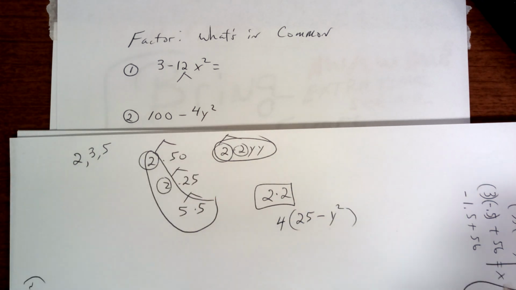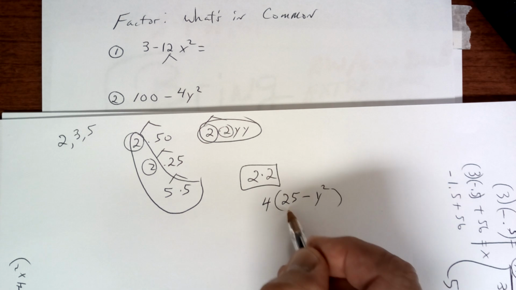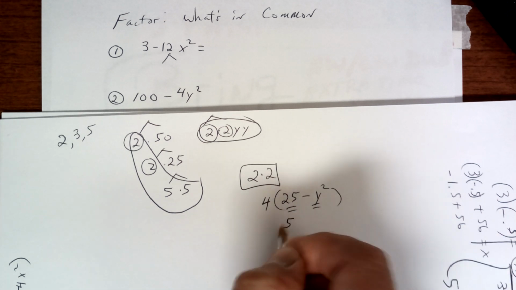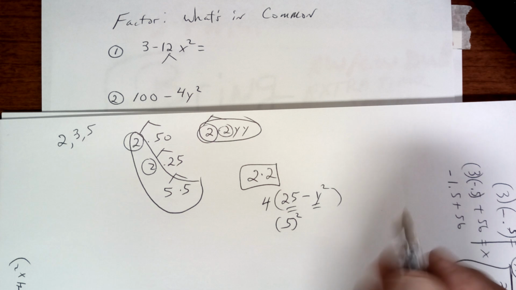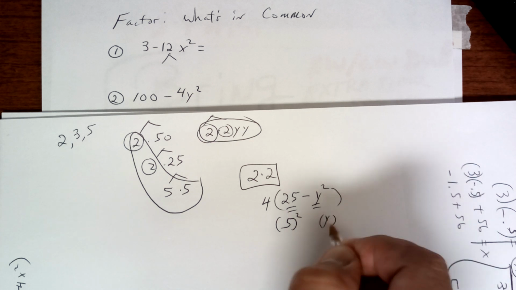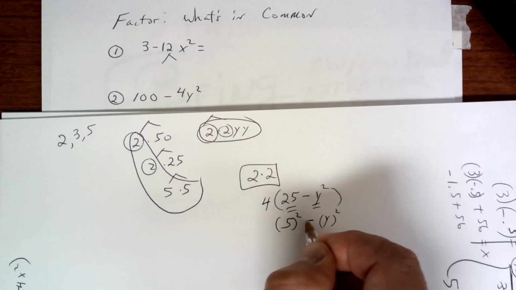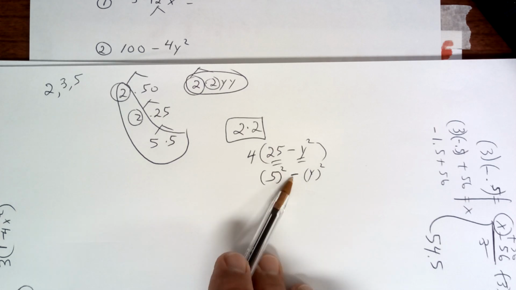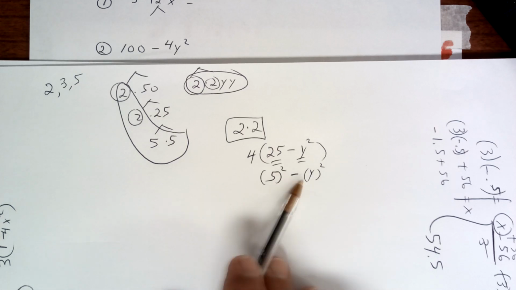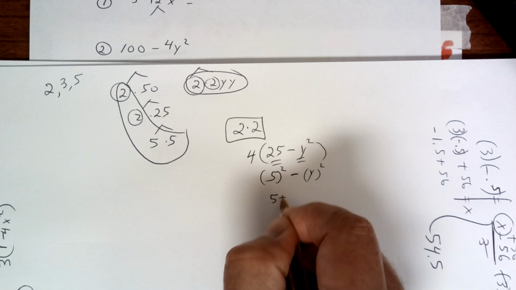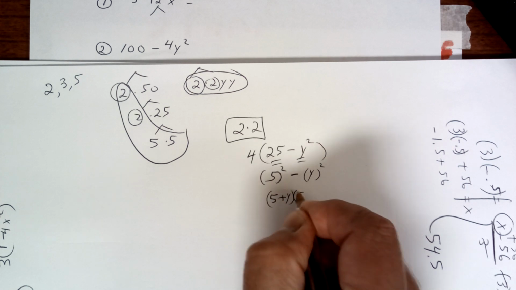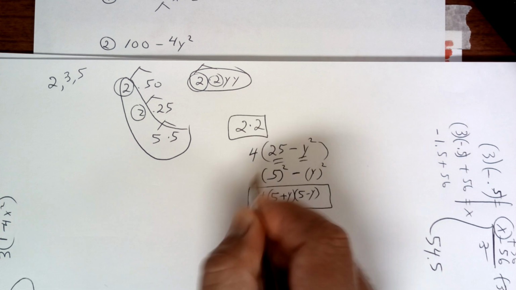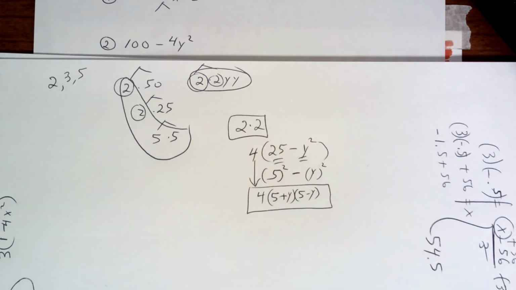Now this right here actually can be factored as the difference of 2 squares. This is a perfect square. This one is a perfect square, and it's a minus. Now if it was a plus, you can't do what I'm about to show you. So this actually factors as 5 plus y and 5 minus y. And the 4 is part of your answer, so you bring that down. That's called the difference of 2 squares.